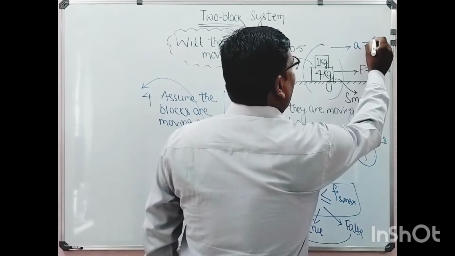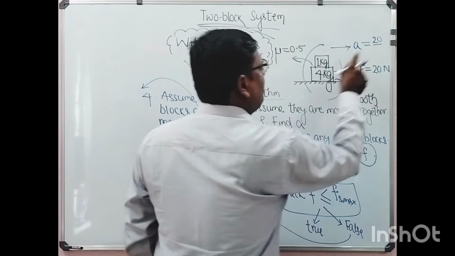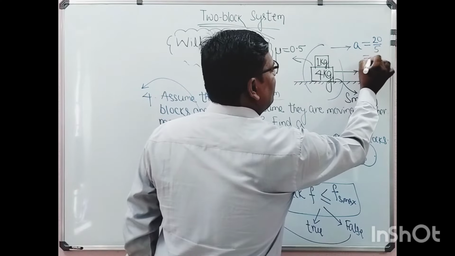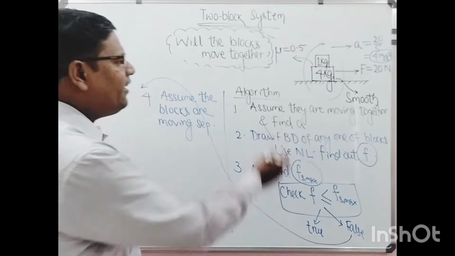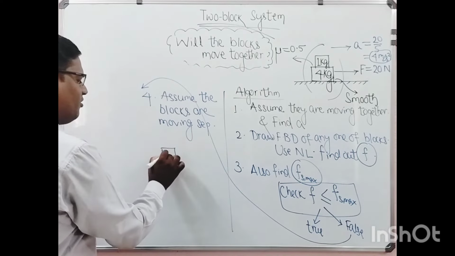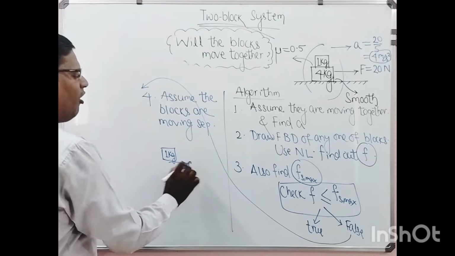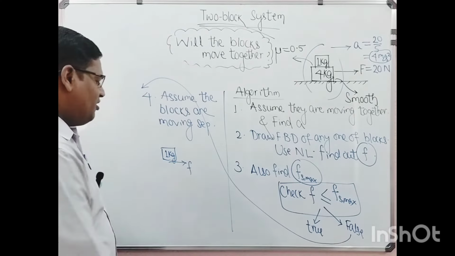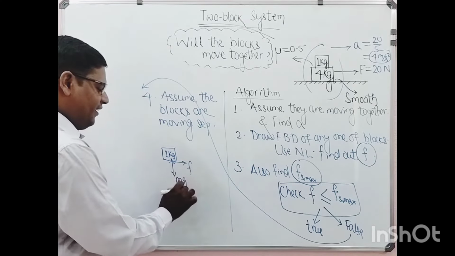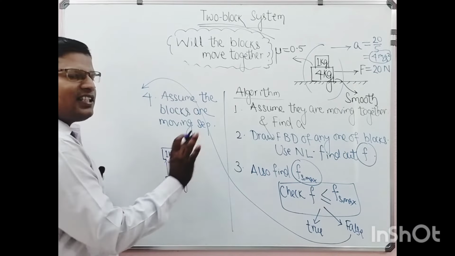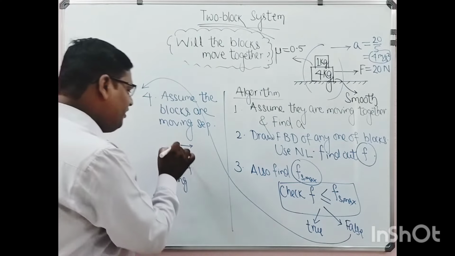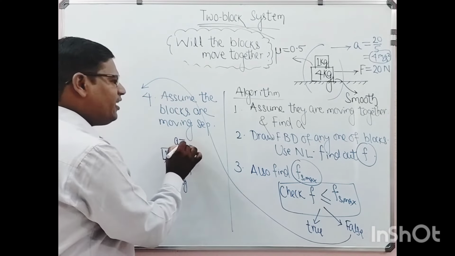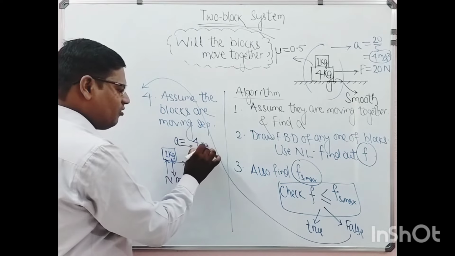How much is A? A is total force 20 by total mass 5. It comes out to be 4. First step done. Second step, draw free body diagram of any one of the blocks. Let me draw the free body diagram of the 1 kg block. I am not showing all forces. There are 3 forces acting on this block: mg and the normal reaction. But let's focus on the x direction, the horizontal direction. The force acting on the 1 kg block is friction and its acceleration is a, which we have already found to be 4.